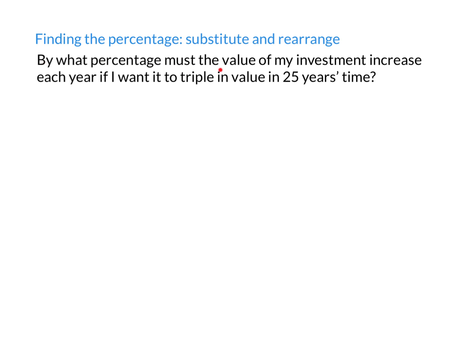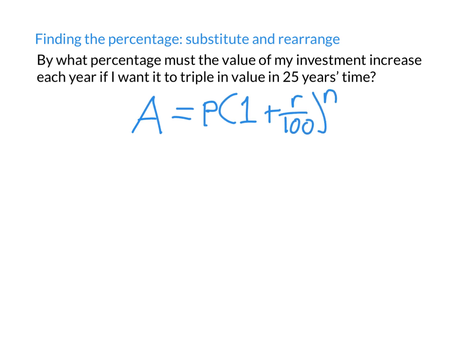So by what percentage must the value of my investment increase each year if I want it to triple in value in 25 years' time? So here we're finding the percentage, we're finding R. So because the question's talking about increasing, our formula will be A equals P(1 plus R over 100) to the power of N. Okay, all we're going to do now is substitute in everything we know and rearrange for what we don't know.